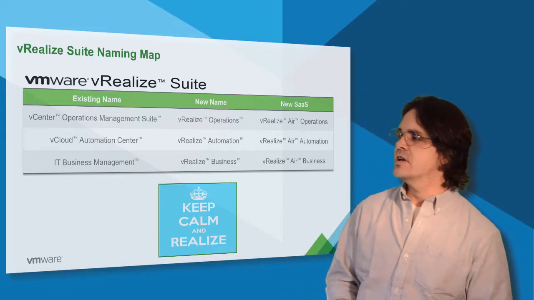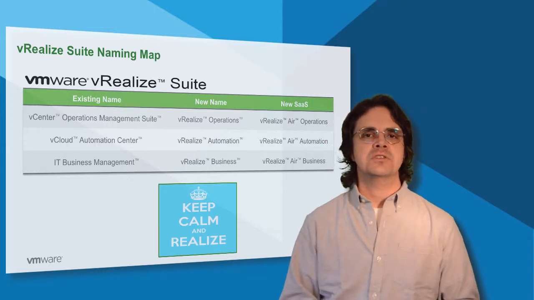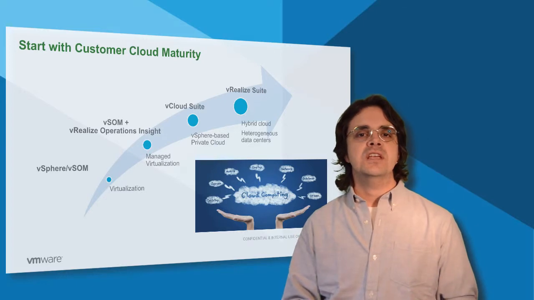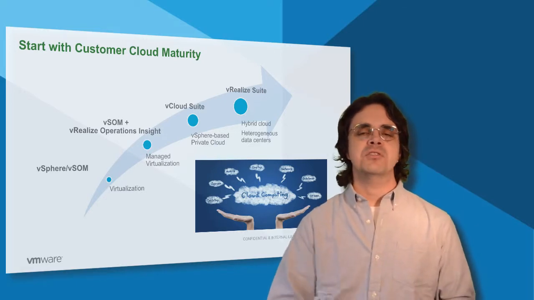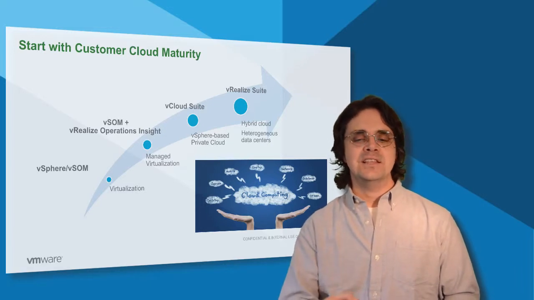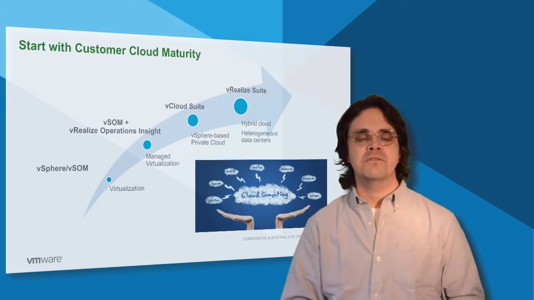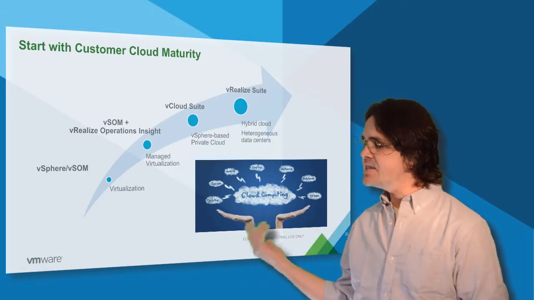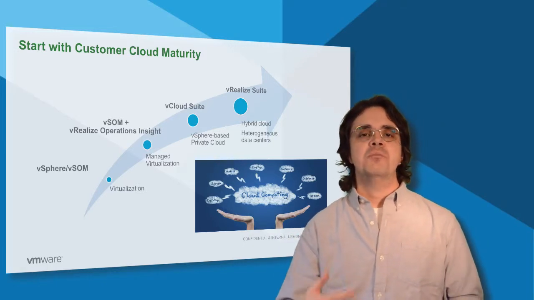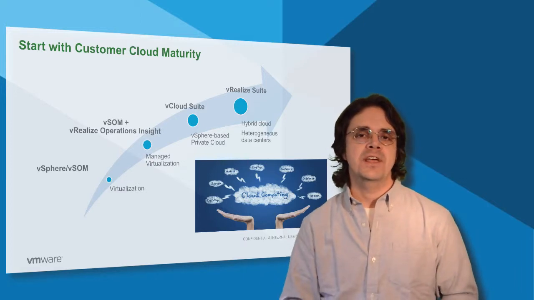So how do you start talking to your customers inside of this space? It's really about customer maturity. The first step, customers are leveraging vSphere, maybe vSOM, they're heavily entrenched inside of virtualization, and it has, if not already, become the de facto way that they are deploying their infrastructure. As they move up the arc, they're going to be looking at vSOM plus perhaps vRealize Operations Insight, and we'll talk about what's included there.